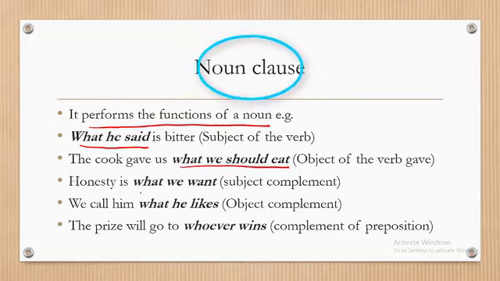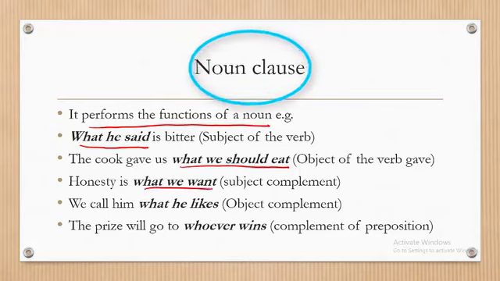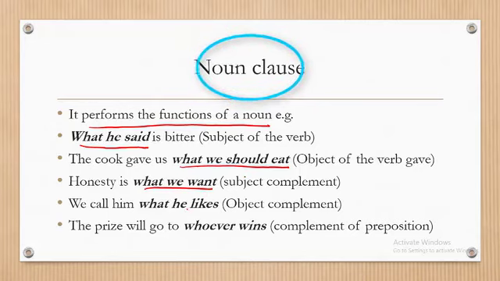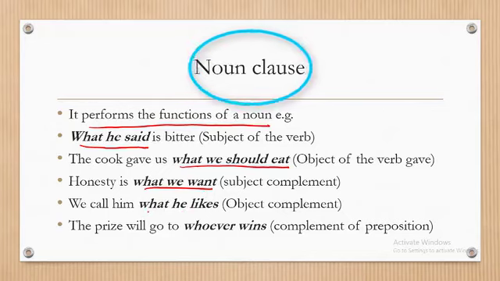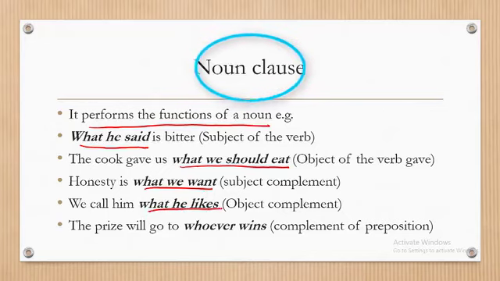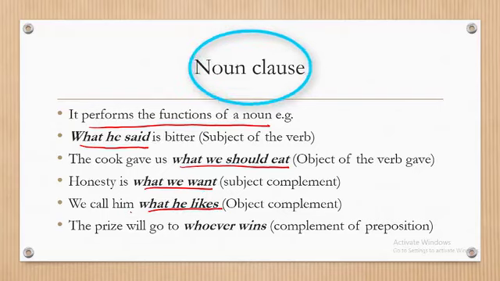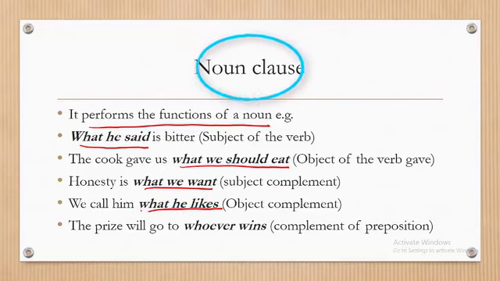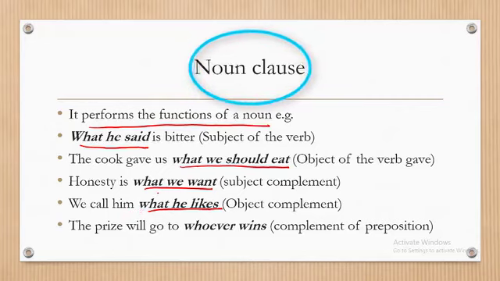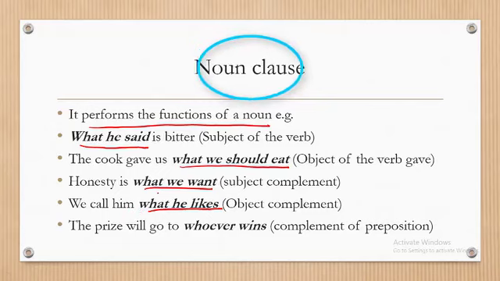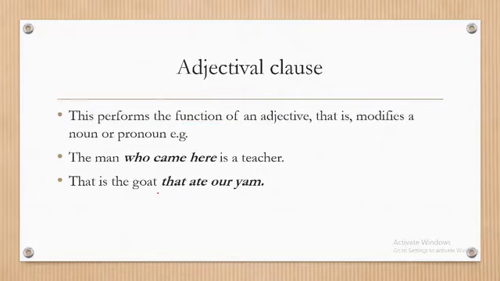Then we have honesty is what we want, telling us more about honesty. So it is serving as a subject complement. And we have the clause what he likes, serving as an object complement. Then we have the prize will go to whoever wins, and that's the complement of the preposition.